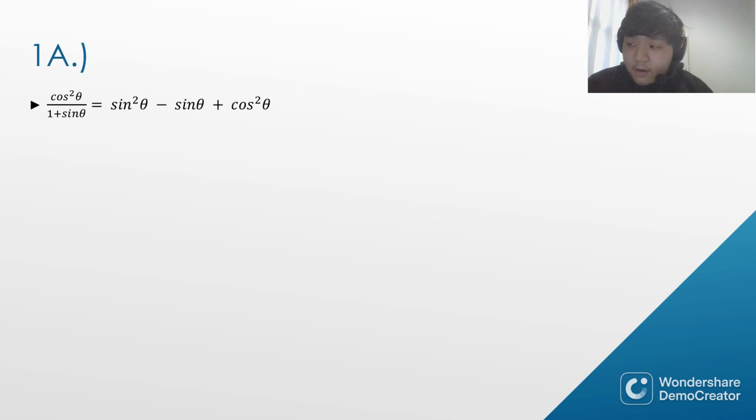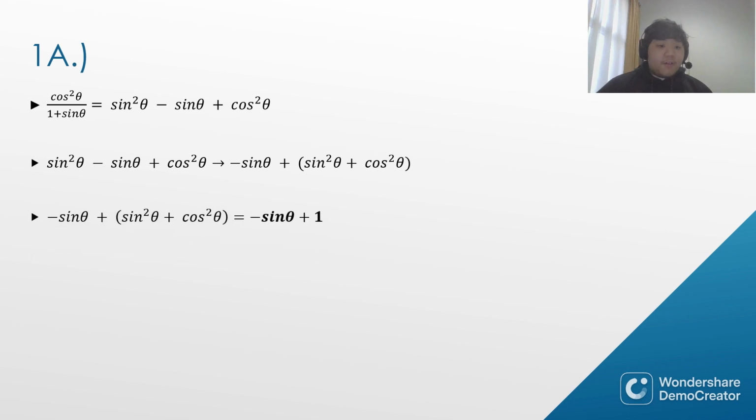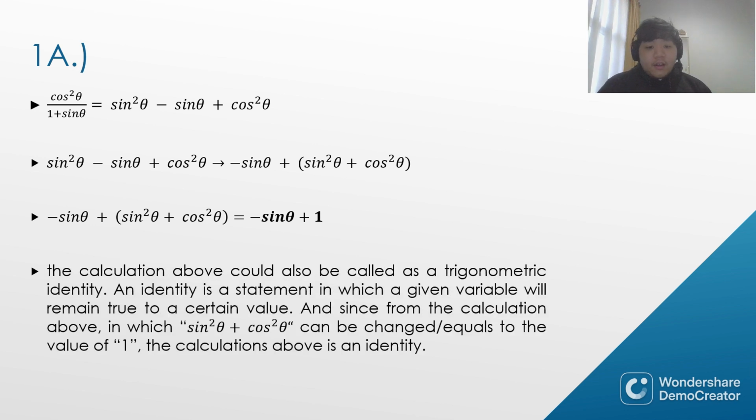So, from that question, we could simply take this equation, sin square theta minus sin theta plus cos square theta, into minus sin theta plus sin square theta plus cos square theta in bracket. And simply put, we can transform said equation into negative sin theta plus 1. Now, the calculation above could also be called a trigonometric identity.